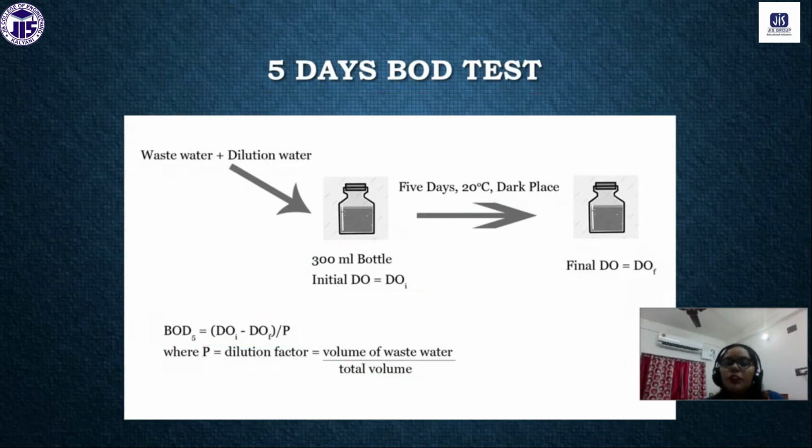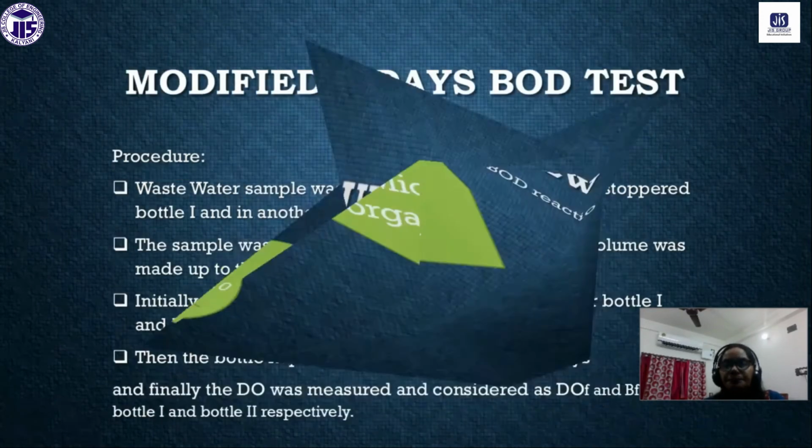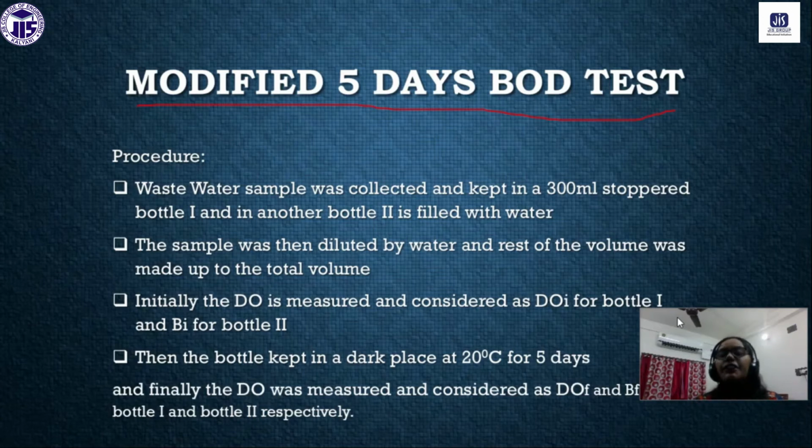So in the modified test, what we have done here is we have measured the BOD of the water. We have measured the BOD of the total wastewater plus water. So total BOD minus the BOD of the water will give you the actual value of the BOD of the wastewater. Understand? So this is all about the modified BOD test.